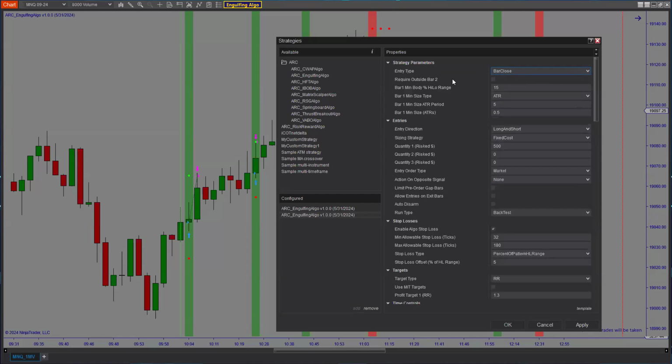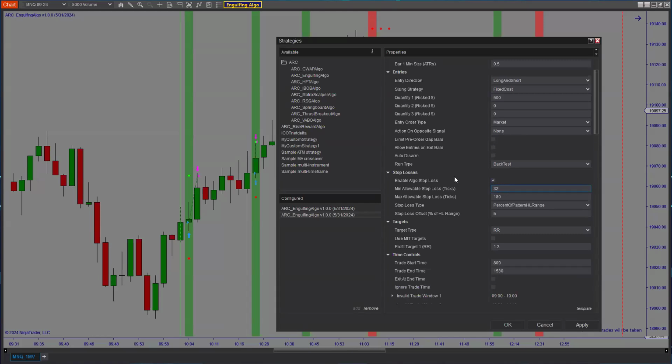So that is it for the strategy parameters. Not too much to have to go through on that. So pretty easy going. The other thing that we can set that is specific to this algo, of course, is the stops. So we have algo based stops. Minimum allowable and max allowable. If you're using algo based stops, you have those as kind of guardrails. And then the stop loss type, you have ticks or you have percent of high-low range.